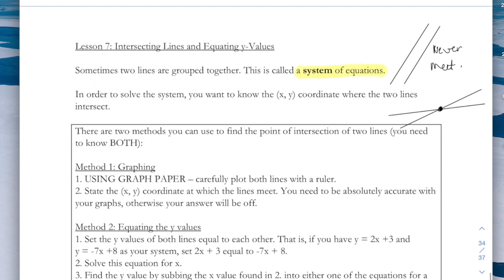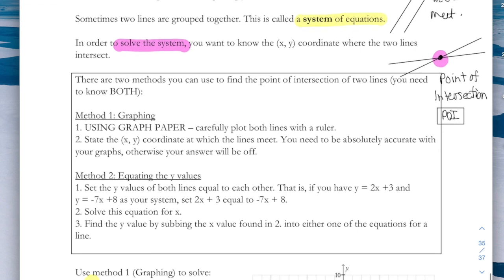The other thing we need to talk about is what it means to be a solution or to solve the system. Well, the solution to a system with two equations is simply the point of intersection of the two lines. So we're going to write this down. Point of intersection. That is our solution to a system. And in this lesson, we're going to be calling that a POI. Okay, so you're expected to know what a POI is when I use those letters. So POI stands for point of intersection. So let's get started.